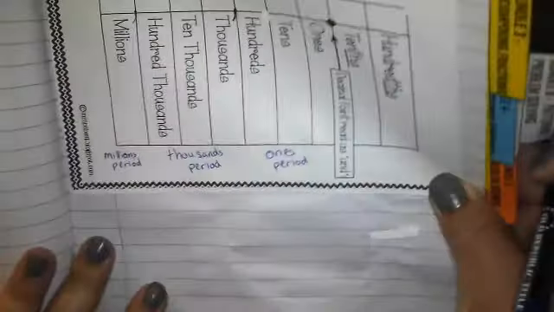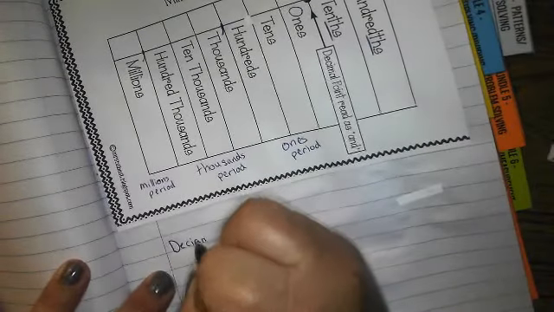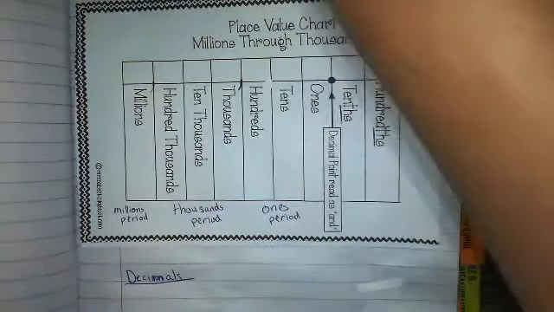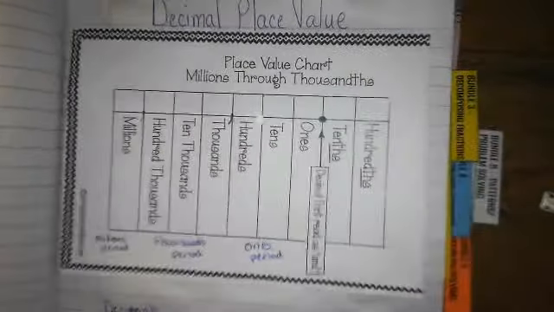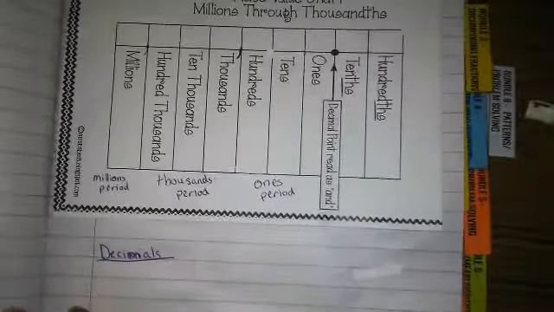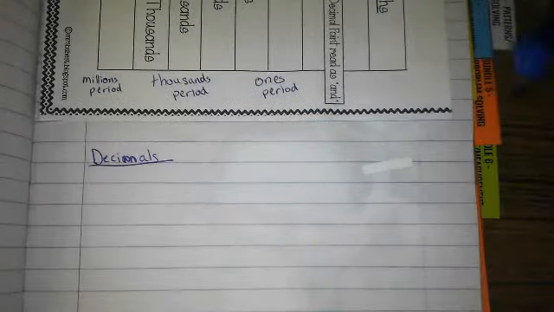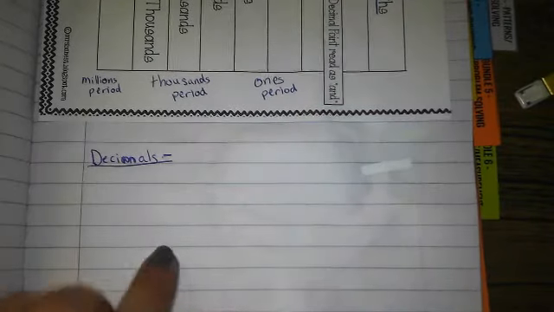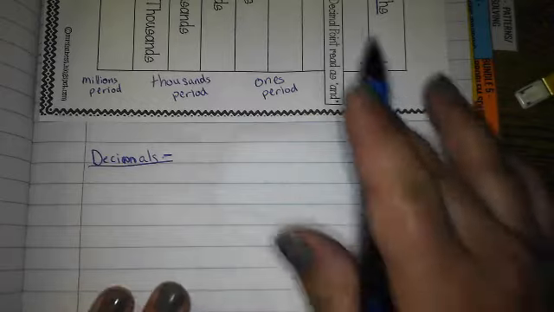All right, so now down here below our place value chart, we're going to take some notes. We're going to write decimals. What is a decimal? Who can tell me what a decimal is, or what do you think a decimal is? Ella? Yes, it's a period or a dot that is read as and.